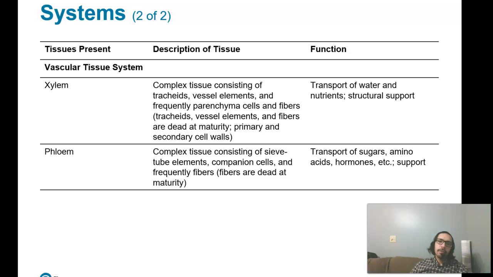Then the vascular tissue system consists of the xylem and the phloem. The xylem is involved in the transport of water and other nutrients from the roots to the shoot. Okay. And the phloem is involved in the transport of sugars, as well as other things like hormones and amino acids. Okay. But those can move in both directions, from the leaves to the shoot and then eventually to the roots. And they also have a role in providing support for the plant.